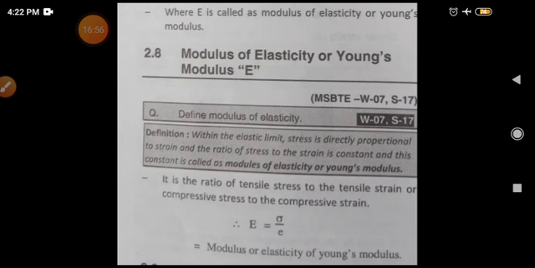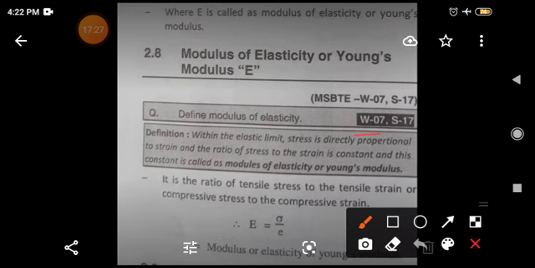Now next one is modulus of elasticity, that we have already studied. Same thing is given below as a definition. Within the elastic limit, stress is directly proportional to strain, as in Hooke's law, and the ratio of stress to strain is constant, and this constant is called the modulus of elasticity or Young's modulus. It is the ratio of tensile stress to tensile strain or compressive stress to compressive strain. E is equal to sigma upon E.